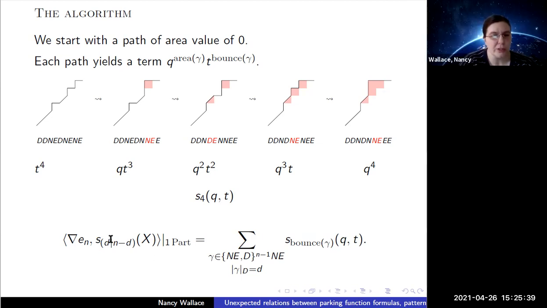The reason why I'm restricting to the ones that end with north is because of Haglund's theorem: if you want it to be a Schur function, you have to restrict to a north step at the end, or else it's going to be elementary times homogeneous.